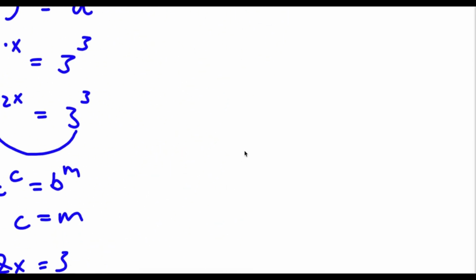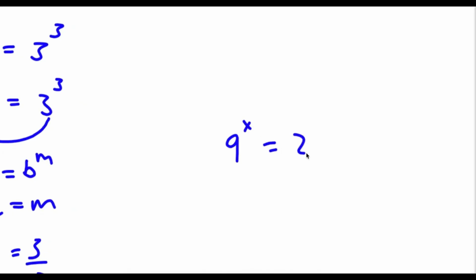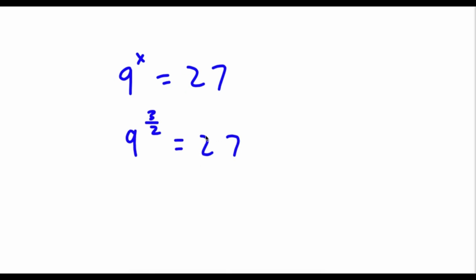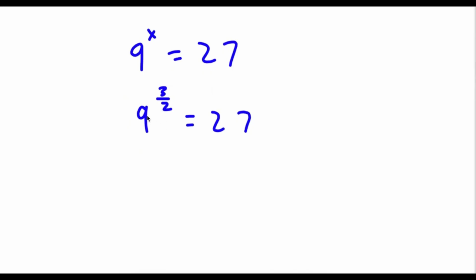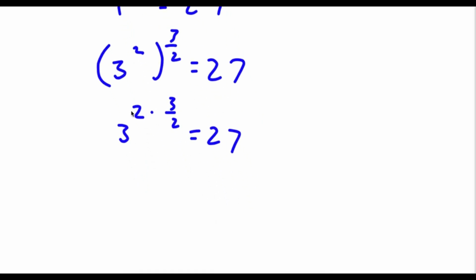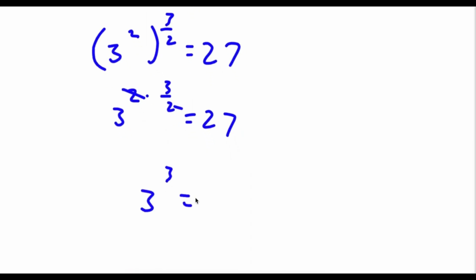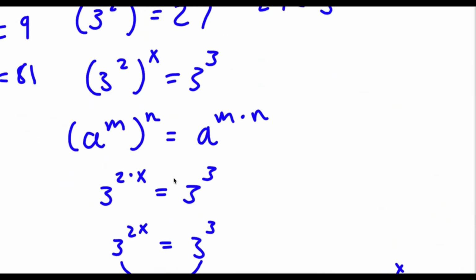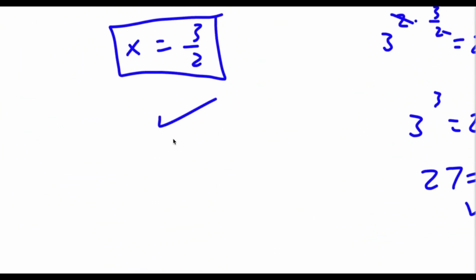Alright, so now to check, our original equation was 9 to the power of x is equal to 27. Now x is 3 over 2, so I have 9 to the power of 3 over 2 is equal to 27. Now, 9 again is the same thing as 3 squared, so I have 3 squared to the power of 3 over 2 is equal to 27. Now I have 3 to the power of 2 times 3 over 2 is equal to 27. These two cancel out, so I'm left with 3 to the power of 3 is equal to 27, and 3 to the power of 3 is 27. So if 27 is equal to 27, and because this is right, our solution is right as well.